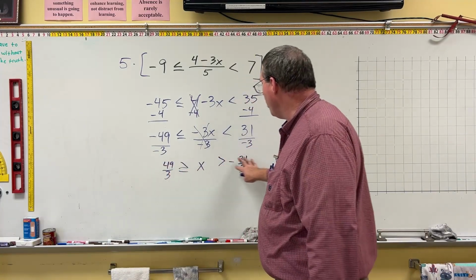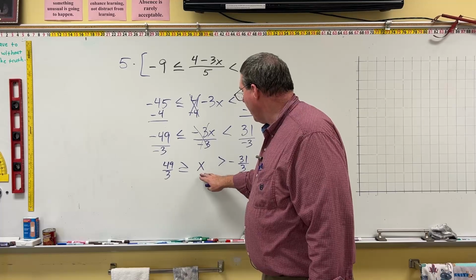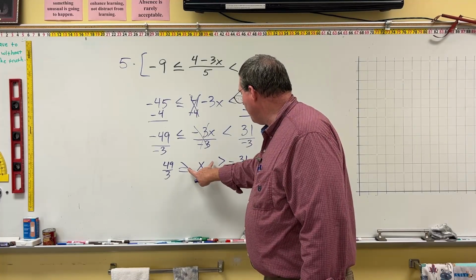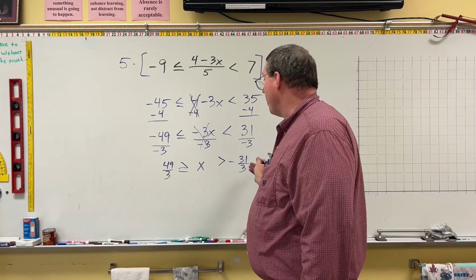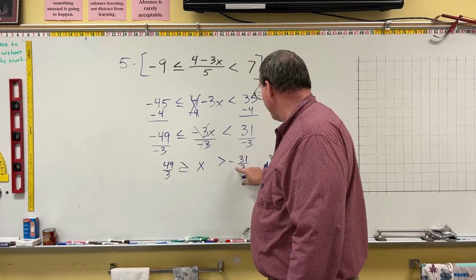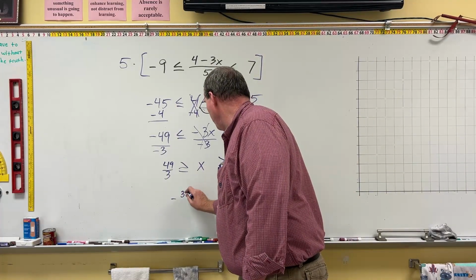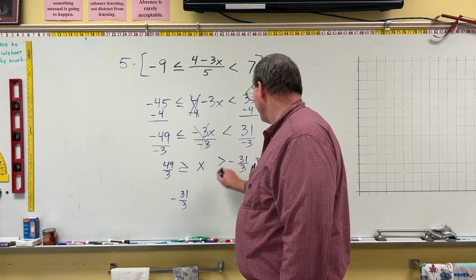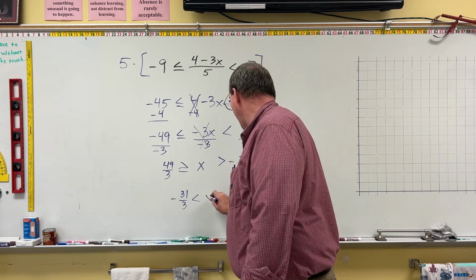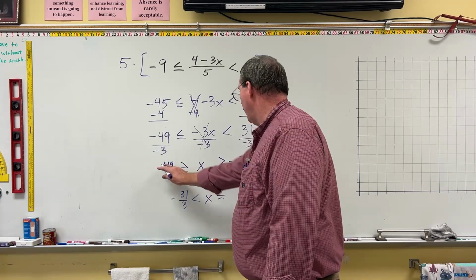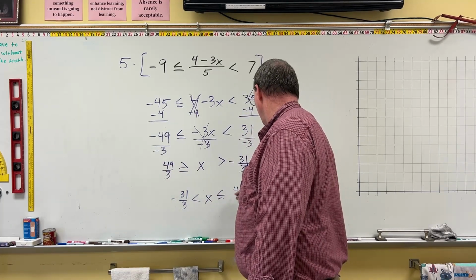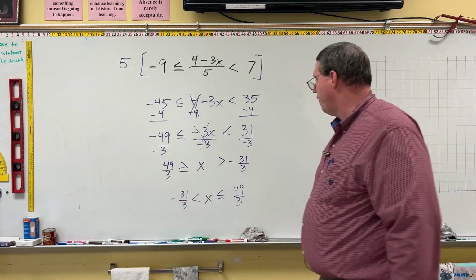But look, this is weird. Again, we want the x in the middle, but look, typically we read it the other way around. So I'm going to apply a reversal. I'm going to put this negative 31 over 3 here. I'm going to reverse this symbol. Bring down the x, reverse this symbol, and bring this over here. And this is our final answer.